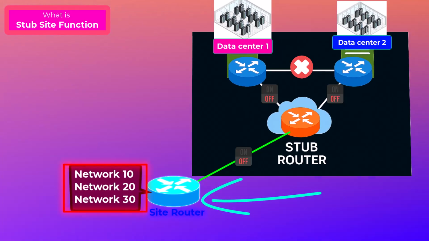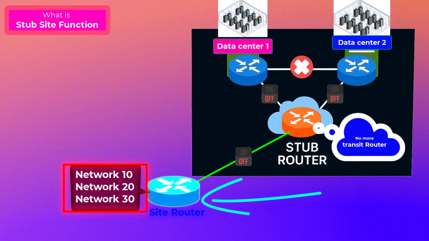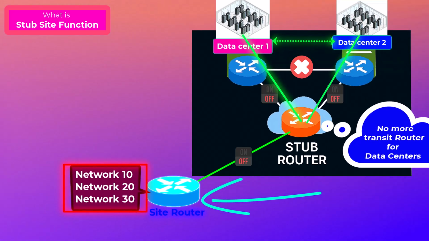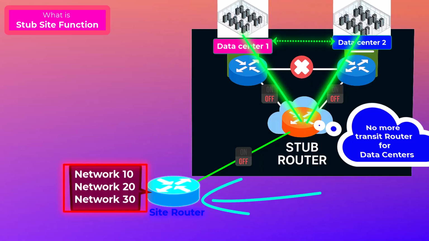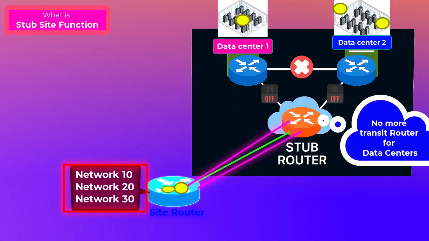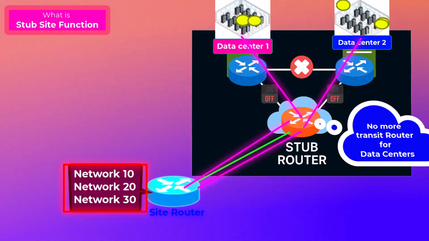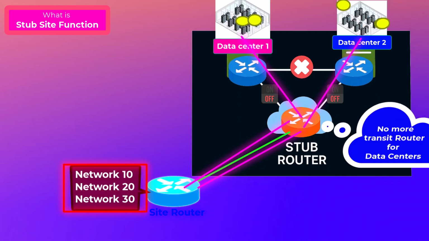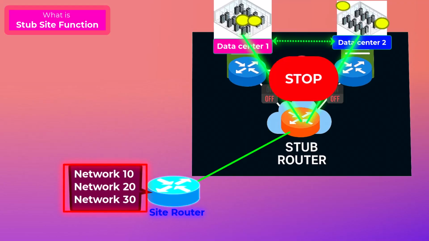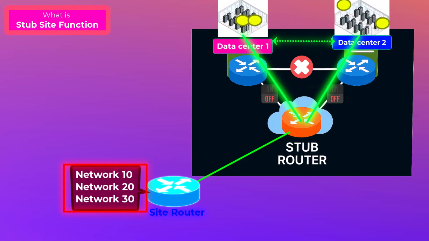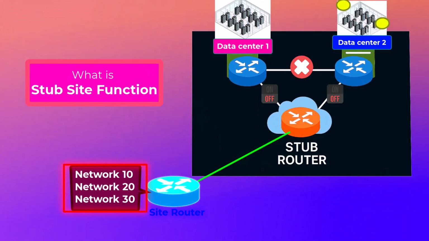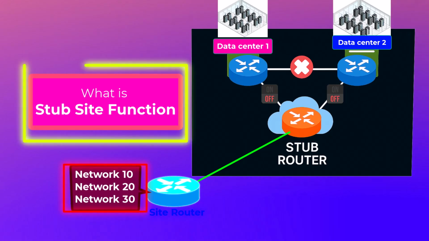Remember, the goal is not to make this router a transit path between data centers when the main link goes down. But at the same time, we still need certain networks behind the site to be advertised, right? So the question is, how do we stop the router from being a transit device but still allow it to advertise the specific networks we want? This is the moment where EIGRP Stub Site Function comes in.